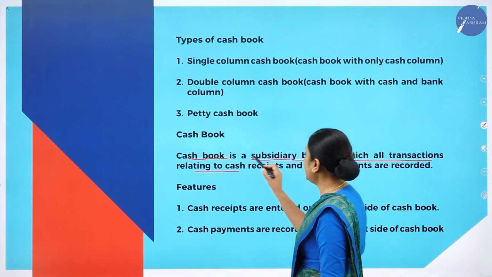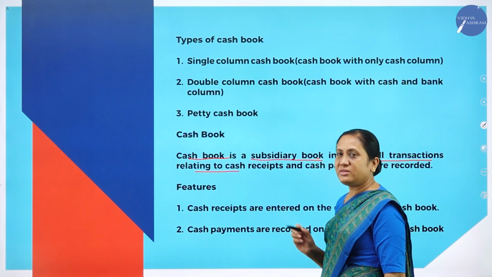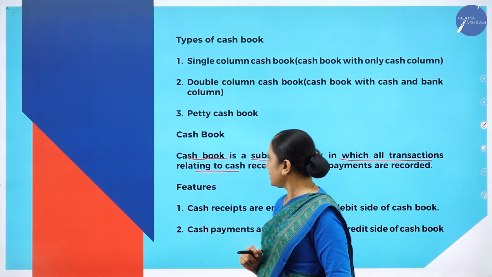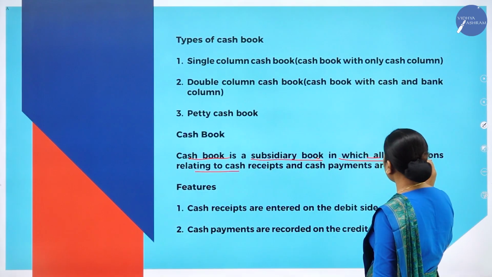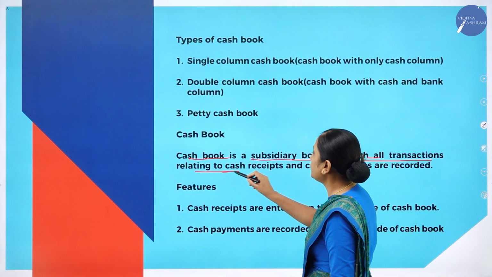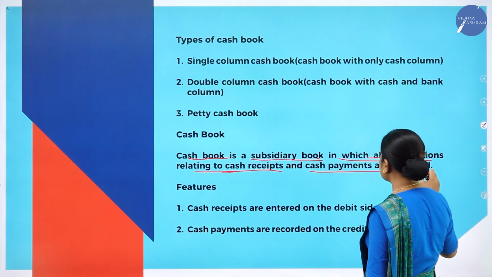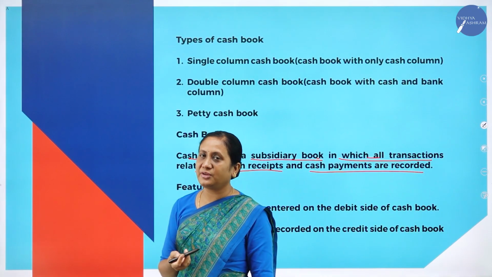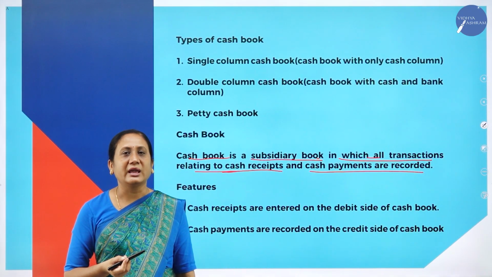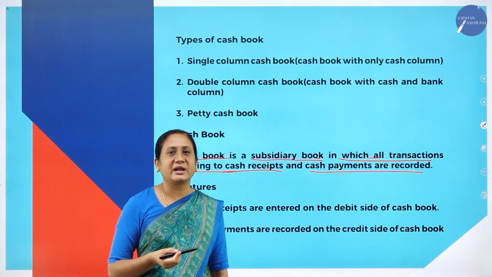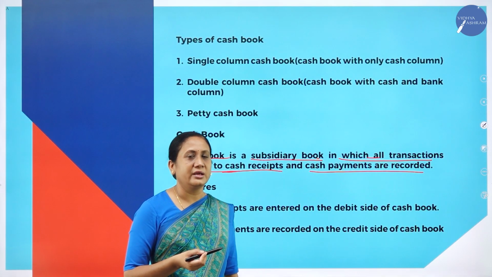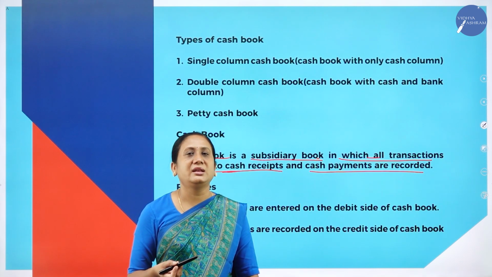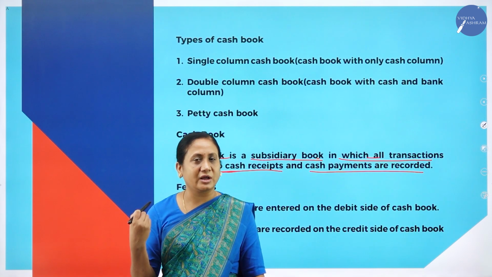What is cash book? It is a subsidiary book. In our previous slide only, we learnt what is cash book. It is one of the subsidiary books, correct? In which all transactions relating to cash receipts and cash payments are recorded. What all do we record in the cash book? As we know, it is one of the subsidiary books in which all cash receipts and cash payments are recorded. If we receive any cash, we will enter. If we pay any cash, that will be recorded in the cash book.